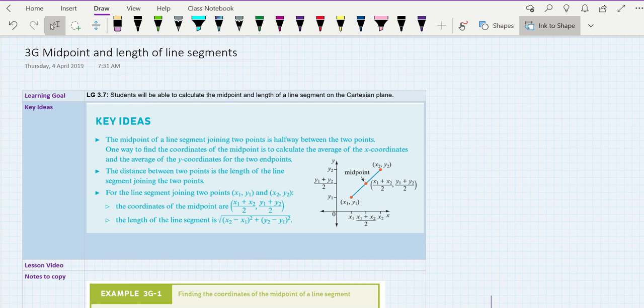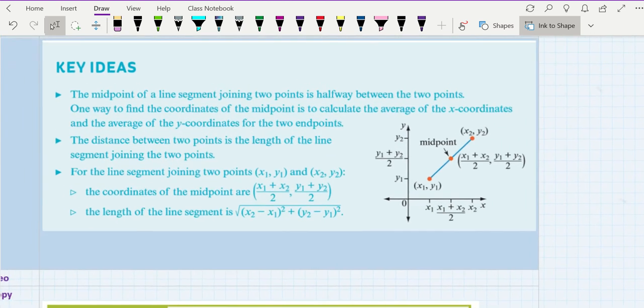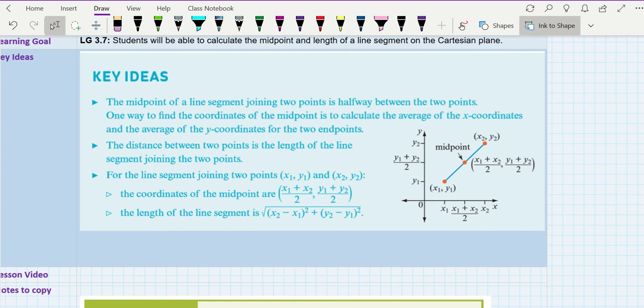Okay, hello students and welcome to our lesson on midpoint and length of line segments. So what we want to do is just to calculate the length of a line segment on a Cartesian plane.